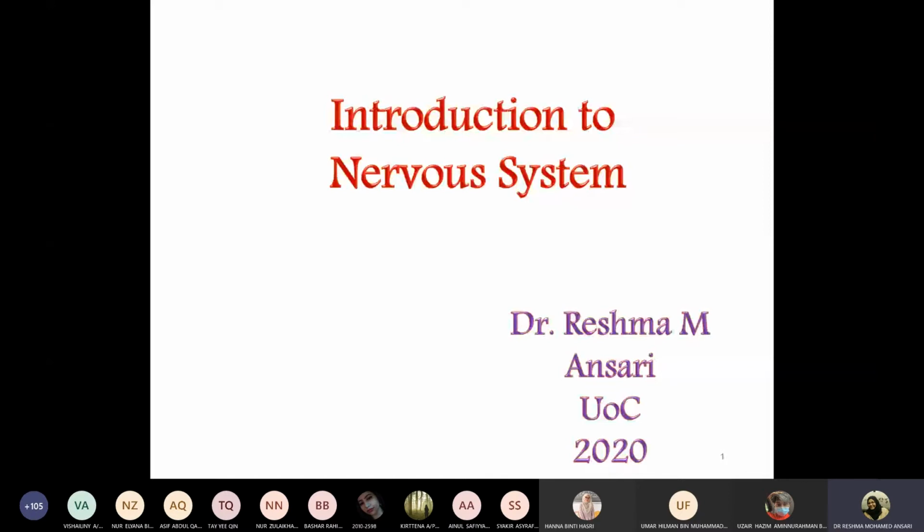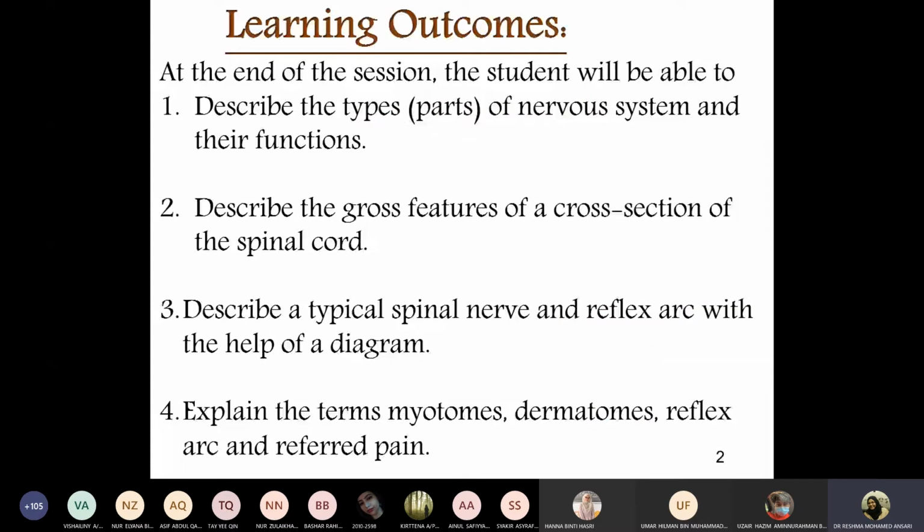So the learning outcomes of this session are that the students will be able to describe the parts or the types of nervous system and their function, and describe the gross features of a cross section of the spinal cord. Then you would be able to describe a typical spinal nerve and the reflex arc with the help of a diagram. And you will also be expected to explain the terms myotomes, dermatomes, reflex arc, and referred pain. So are the learning outcomes clear to you?